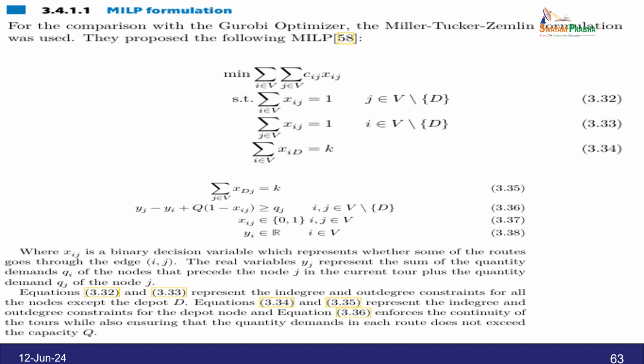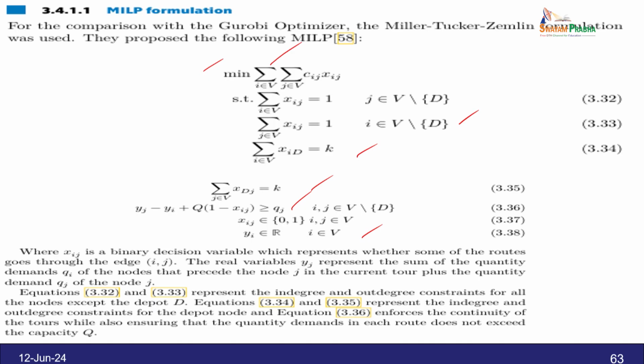Next, the Miller-Tucker-Zemlin formulation is a MILP. For the comparison with Gurobi optimization, the Miller-Tucker-Zemlin formulation was used. The proposed formulation is: minimum of the double summation i in A, j in B, Cij Xij, such that the summation over i in B of Xij is 1, where j in V negation D, and summation over j in B of Xij is 1 if i is in V negation D, summation over i in B of Xid is equal to K. The maximum summation over j in B of Xdj is K, therefore Yj minus Yi plus Q of 1 minus Xij is greater than or equal to Qj. Therefore, Xij in 0 comma 1 where Y in R.